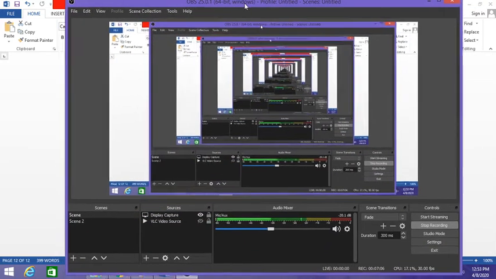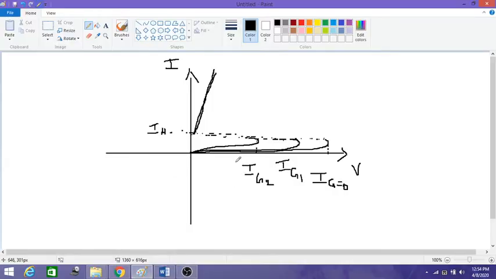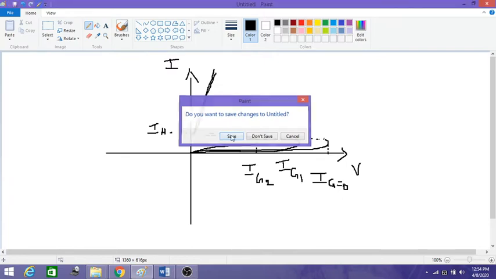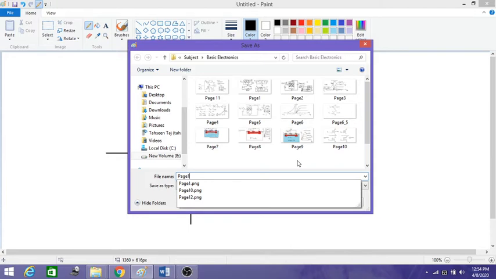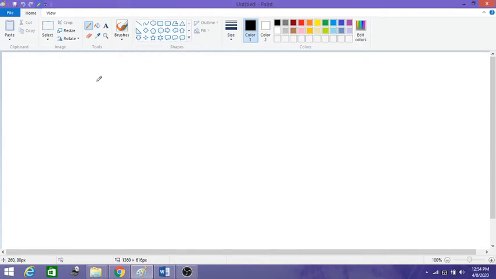Now let us come back to our whiteboard here. Now we will look into the two transistor model analogy, the switching action of the transistor. Or before going to the switching action of the transistor, let me write the circuit. Just let me save this before. This is page 13.